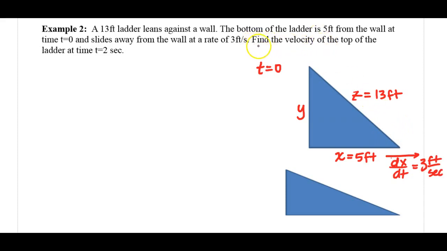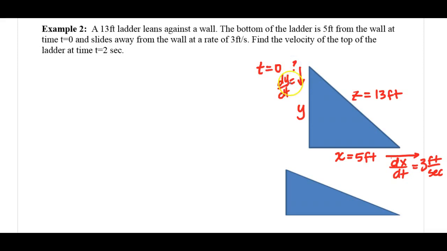What I'm interested in finding is the velocity of the top of the ladder at time t equals 2 seconds. And here's where I think it is a little bit of a complicated question, because we're looking for the top of the ladder. We're looking for how fast the top of the ladder is sliding down. So essentially, we're looking for dy/dt, the rate of change of y. So y meaning the height from the top of the ladder to the base of the floor. That's the distance that I called y. I'm in search of dy/dt.